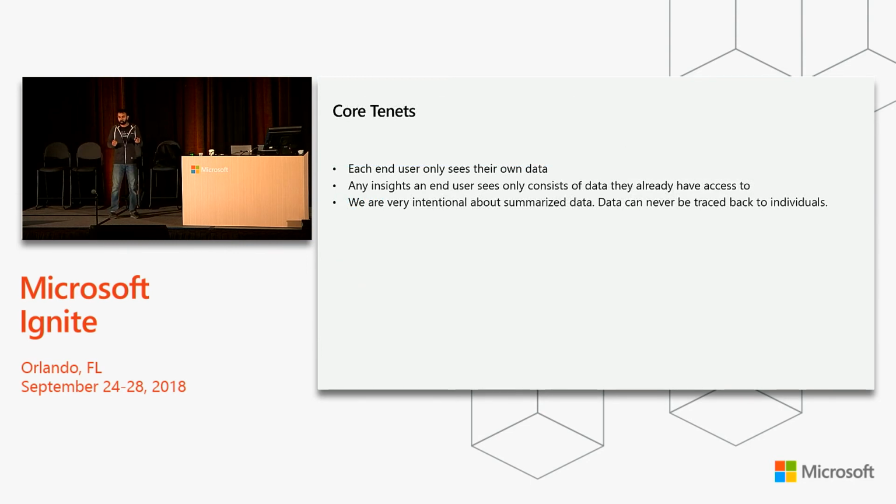So core tenets, again, repeating this over and over again so that you go talk to your privacy officers. End user sees their data. Any data that the end user sees that is aggregated is de-identified, and when we talk about summarized data, it can never be traced back to individuals. We design all our features based on these core tenets. If there's any feature that we feel may surface individuals' information, we cut that feature. We don't go about building those features.